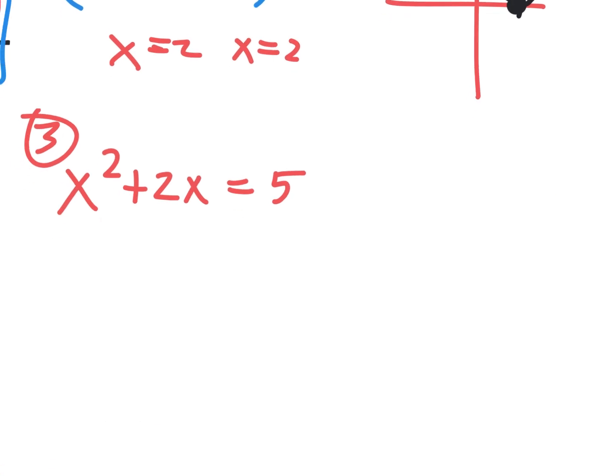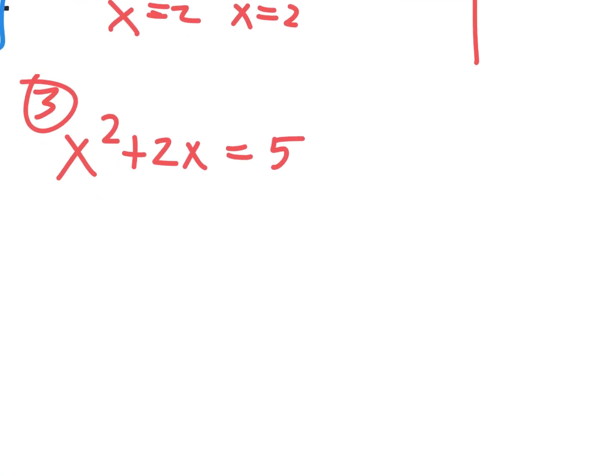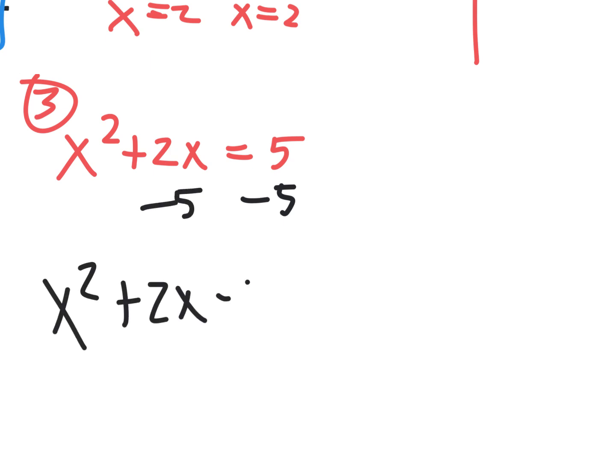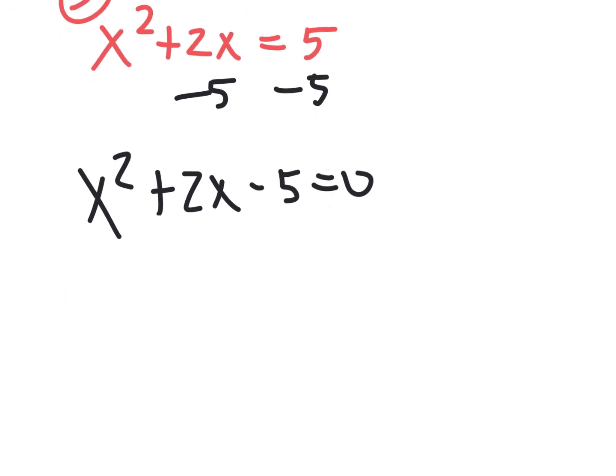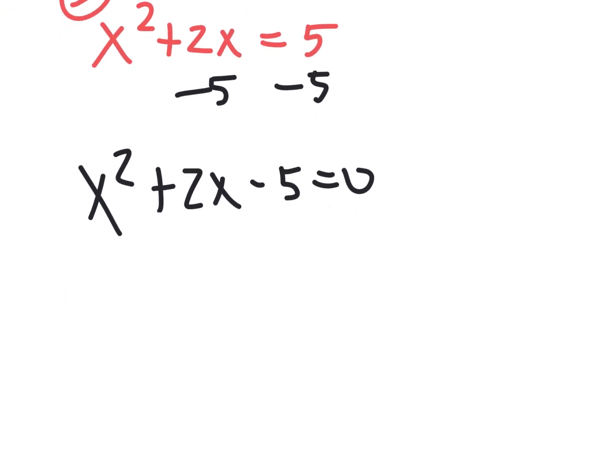Okay? And last but not least is this one. And this one is subtract 5 from both sides, and I got x squared plus 2x minus 5 equals 0. You can play with that all you want. It's not going to factor.